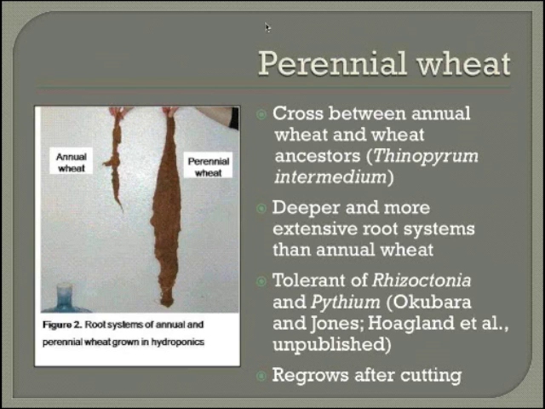And also, annual wheat tends to be susceptible to some of these pathogens that we were looking at, the Rhizoctonia and Pythium. Whereas in the perennial wheat, we found that they're actually tolerant to some of these pathogens. So perhaps perennial wheat might be a better way to start to control pathogens in soils. And it also has other benefits in that it regrows after cutting and environmental benefits that I'll direct to Sieg later to talk about if you're interested.